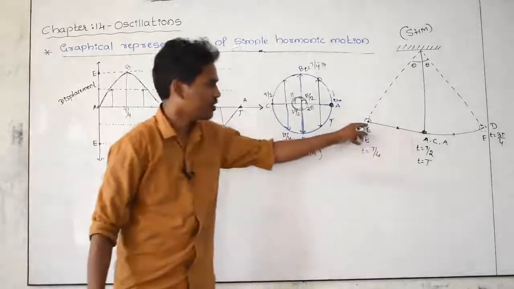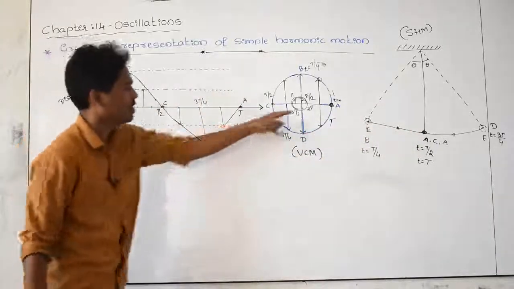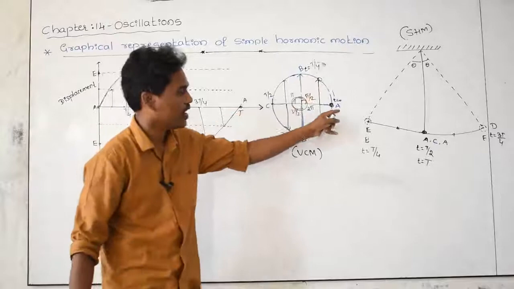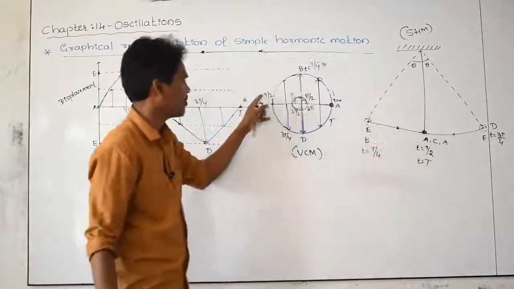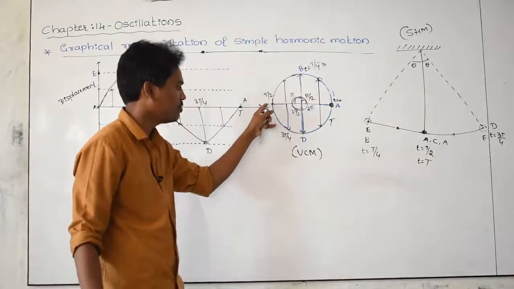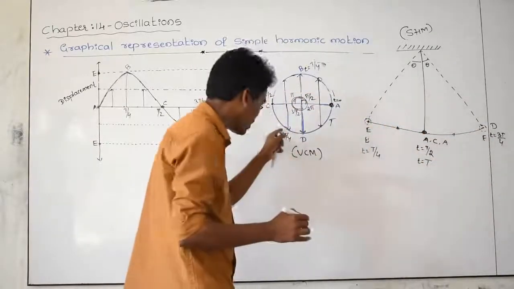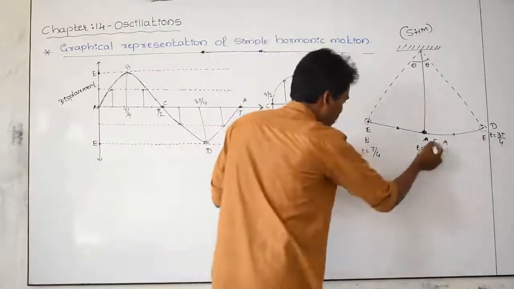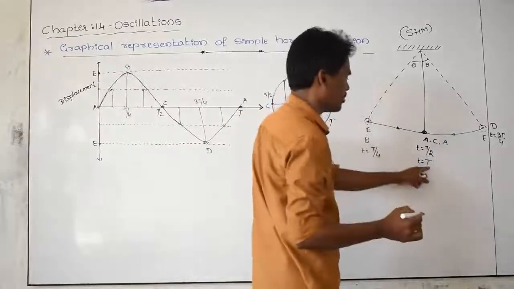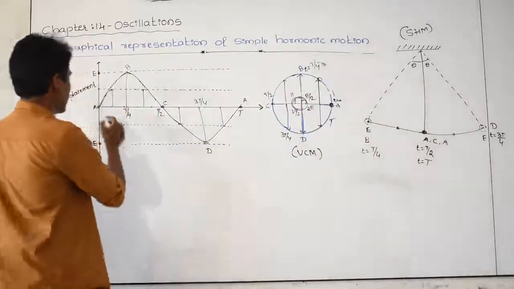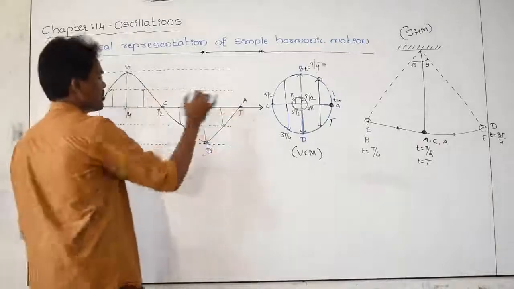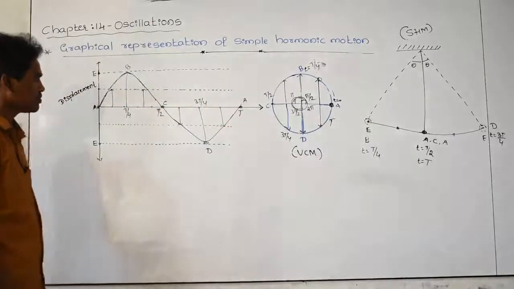Here to here t by 4. Here to here t by 4. Again here to here t by 2. Again here to here 3t by 4. Again here to here, that is capital T, means complete T. And here this is the graphical representation of simple harmonic motion.